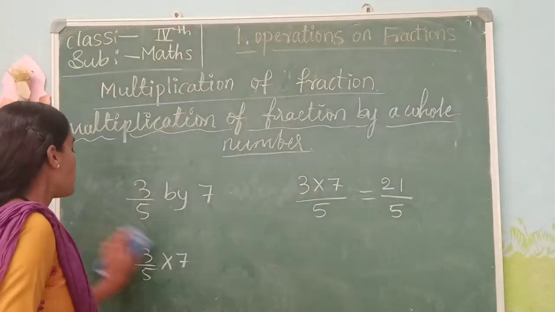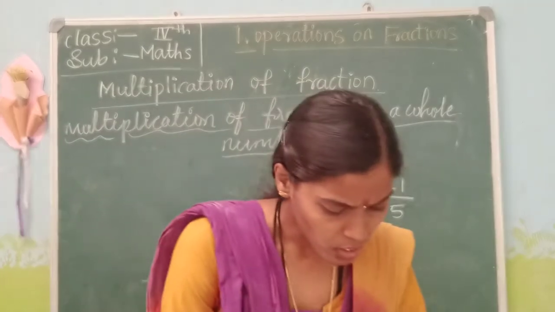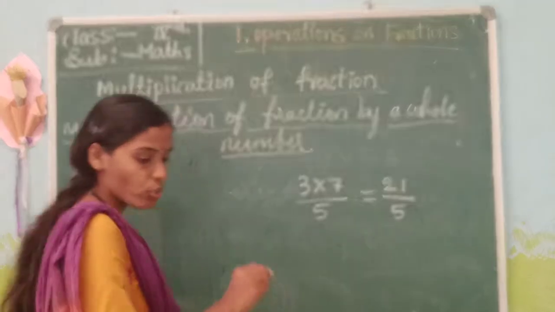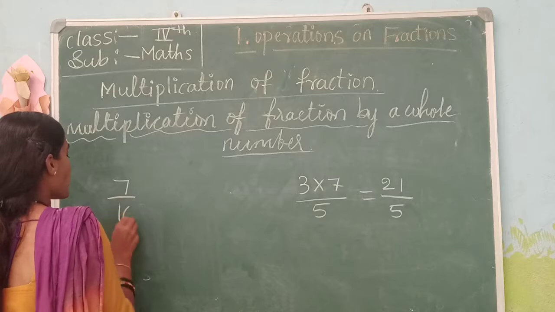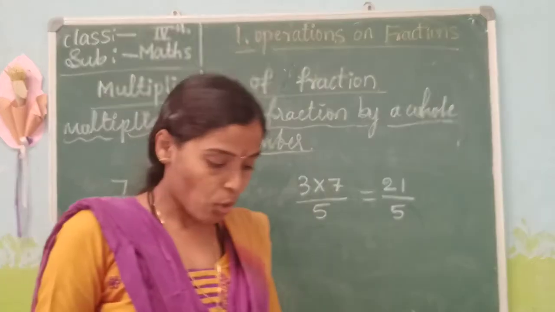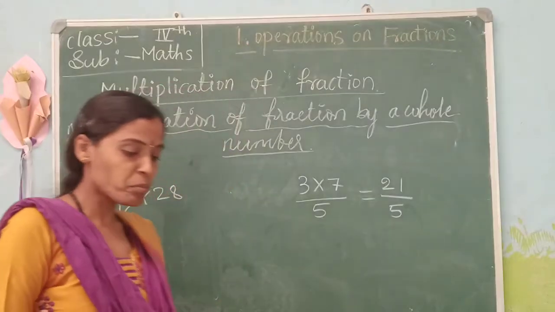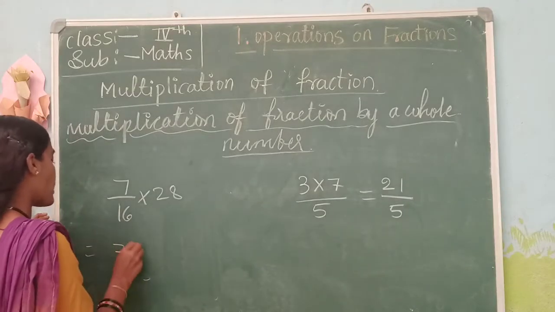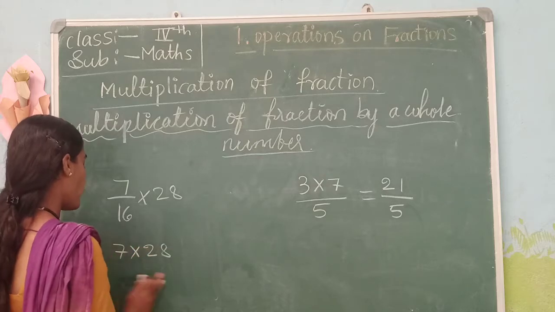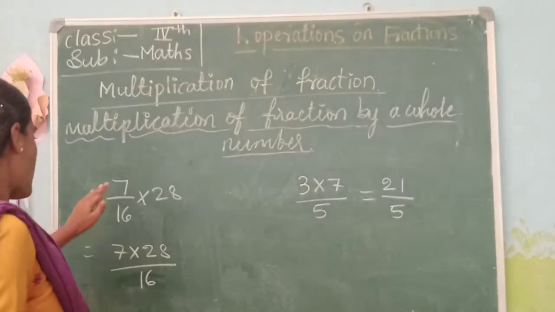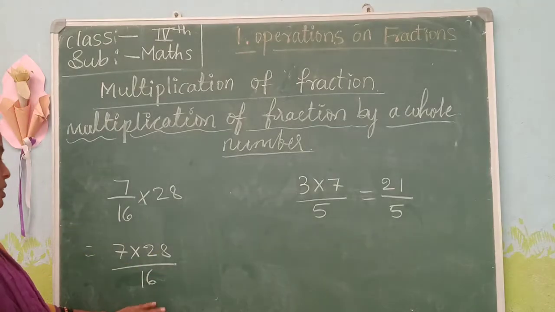Or for example, 7 by 16 into 28. How do we find this out? It is equal to 7 into 28 divided by 16. Okay, 7 into 28 divided by 16.